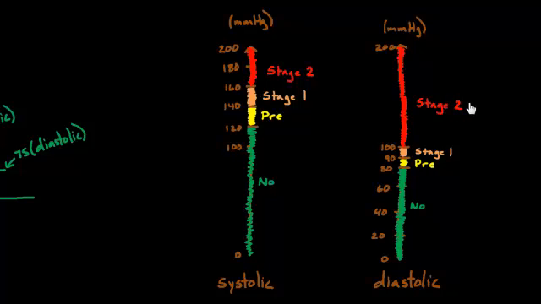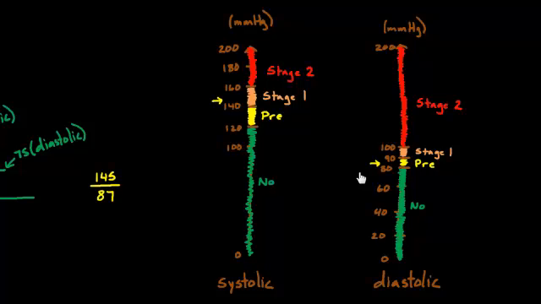So I'm just going to do a couple quick examples for you. Let's say that you have 145 as a systolic, and your diastolic is, let's say, 87. Well, 145 is right here, right? And 87, actually let me do it in the same color just to be consistent. So 145 is right here, and 87 is in here. So your systolic pressure is stage 1 hypertension, and your diastolic pressure is in pre-hypertension.